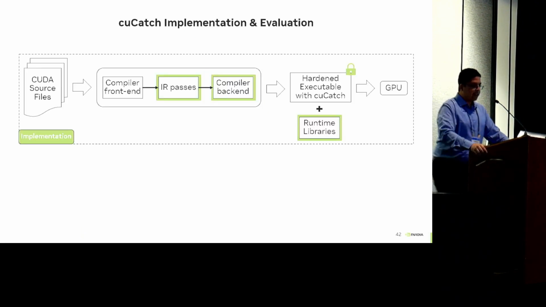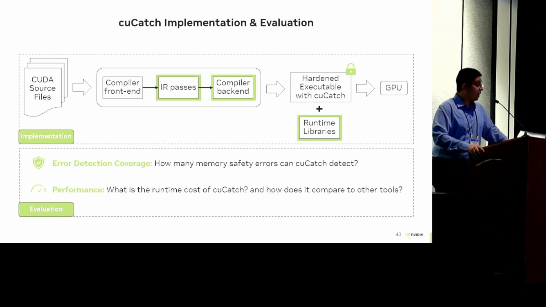All right, now, as we have a good understanding of how cuCatch's algorithm works, let's go over some numbers. We implemented cuCatch in a recent fork of a production CUDA toolkit as a compiler pass for inserting these instructions and as a runtime library for managing the metadata structures. We evaluated our prototype in terms of error detection coverage, just to see how many memory safety errors we can catch with it, and in terms of performance, to understand the runtime cost of cuCatch and how it compares to other tools.